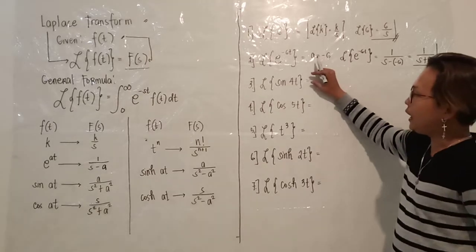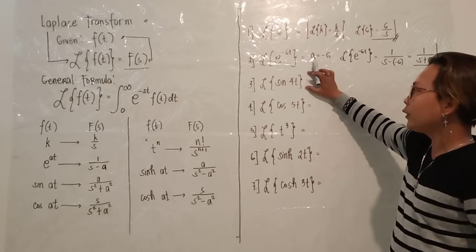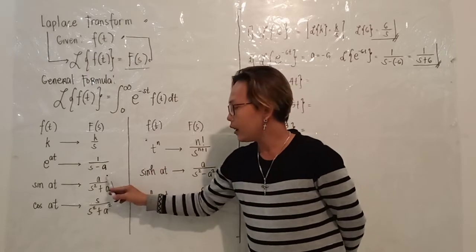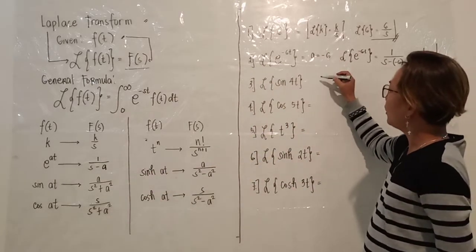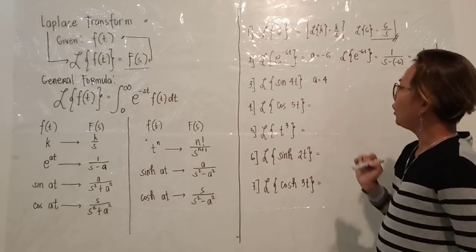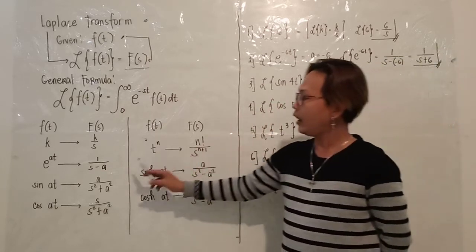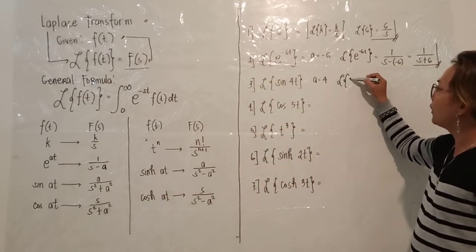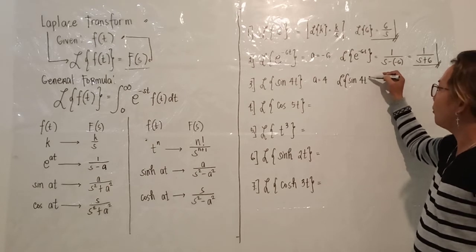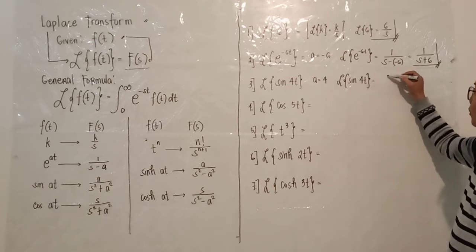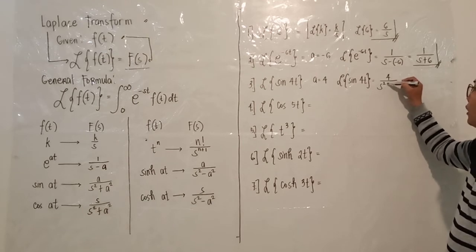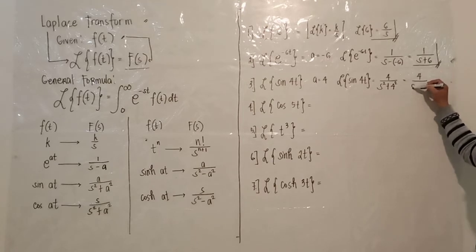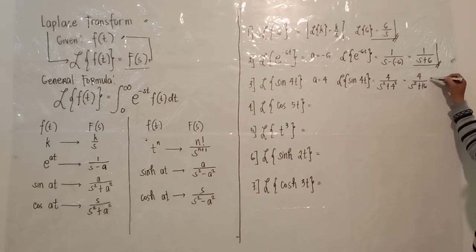Okay? Number 3. Now, you have to find the Laplace transform of sine of 4t. Sabi ko kanina, you must identify the value of a. In this equation, the value of a is 4. Ang formula ng sine ay a over s squared plus a squared. So therefore, the Laplace transform of sine of 4t is a, which is 4 over s squared plus 4 squared, or simply 4 over s squared plus 16.